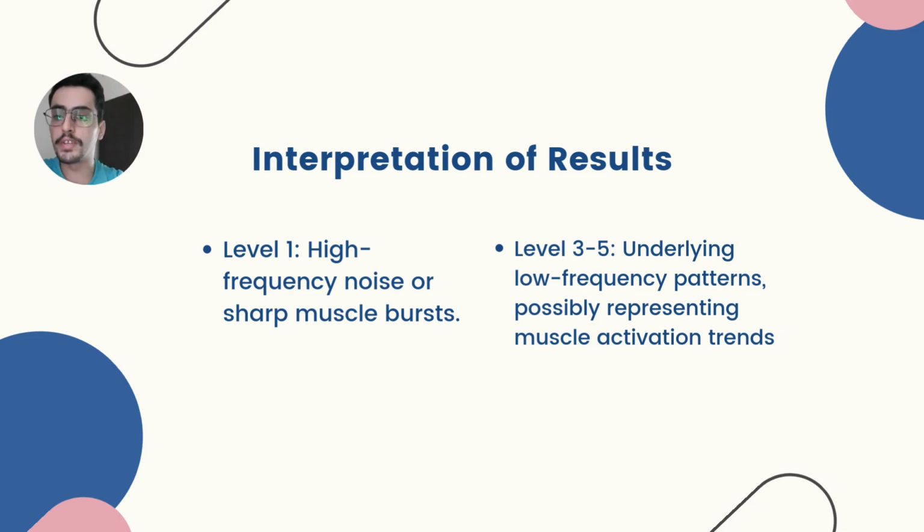So finally, the decomposition provides several insights. At level 1, the detail coefficients reveal high frequency bursts that could indicate muscle activity or noise. At higher levels, such as level 3 through 5, we see smoother components that likely correspond to the overall trends of muscle activation. This ability to separate noise from meaningful signal features makes wavelet analysis a powerful tool for analyzing EMG data.